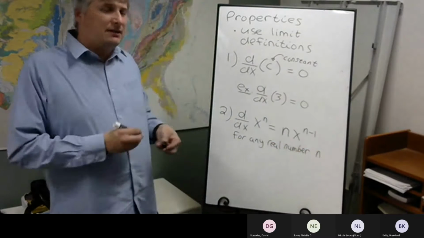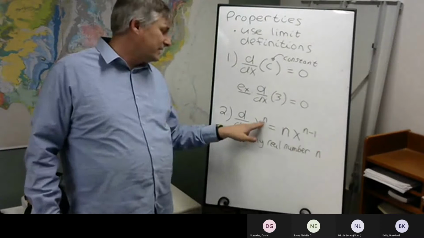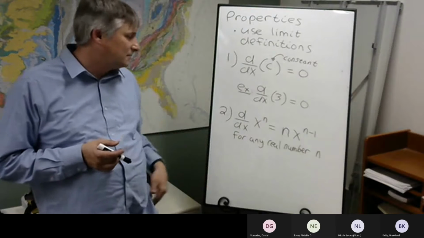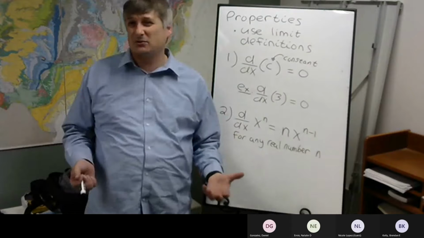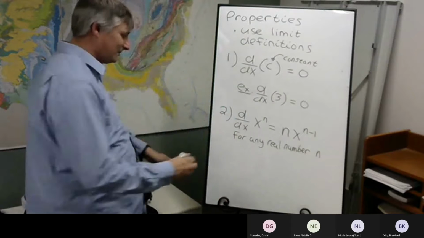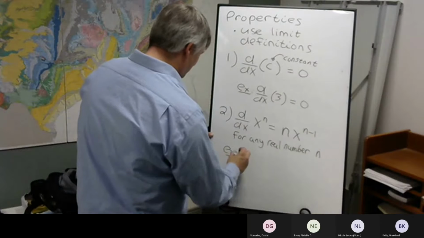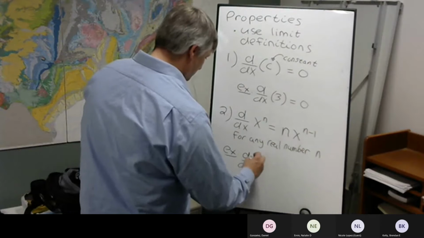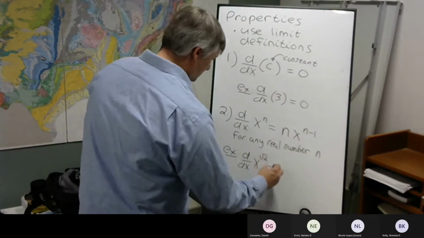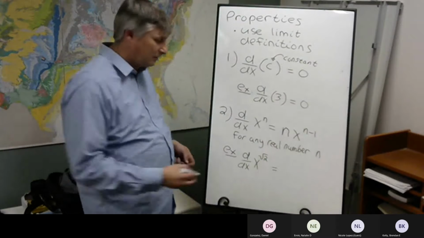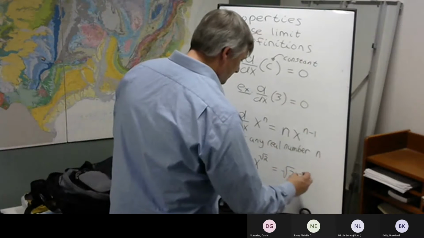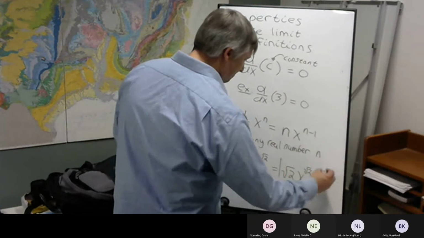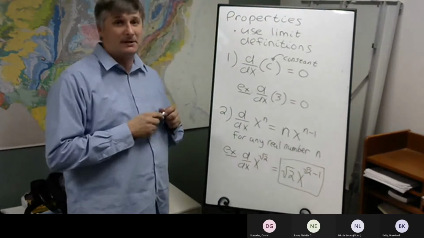Now, the proof they have in the text, they only have the proof for when n is a positive integer, but this can be extended for any real number. So if you want the derivative of x to the square root of 2, it would be square root 2 x to the square root 2 minus 1. And that's going to be it.